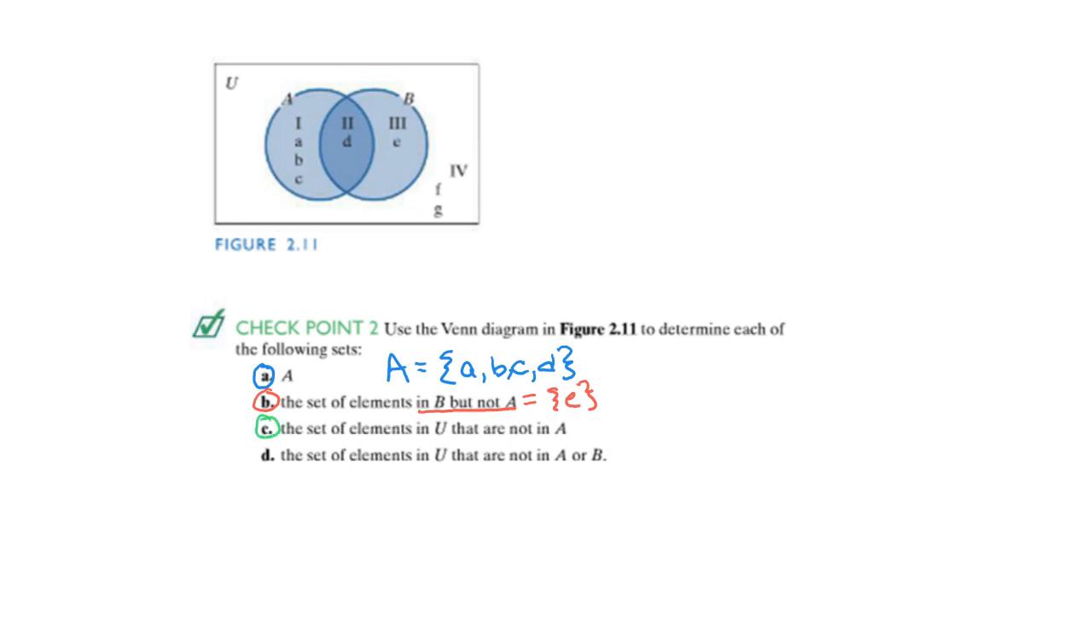Part C is the set of elements in U that are not in A. In U, not in A. So we're looking at everything in the universe, but we're going to knock out everything that's in A. So we're looking at region 3 and region 4. In this case, we'll have E, F, and G in the universal set that's not in A.